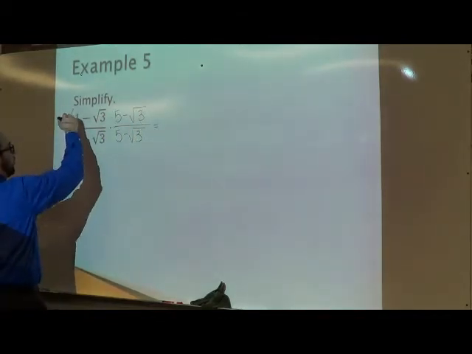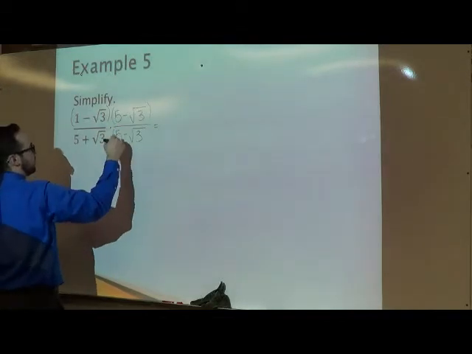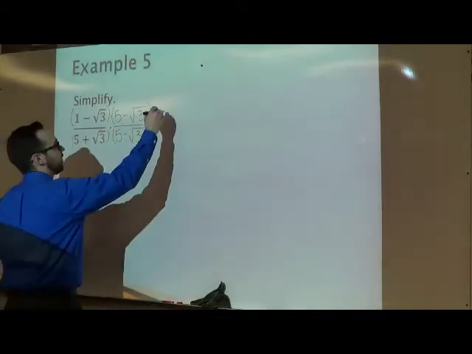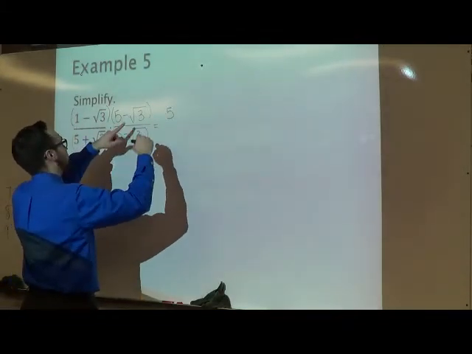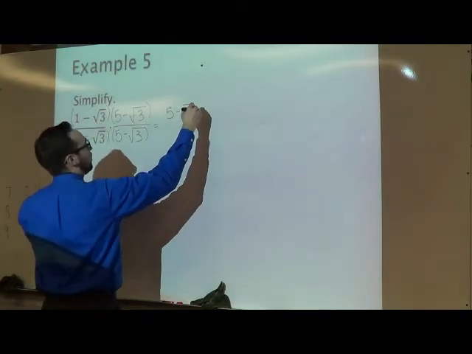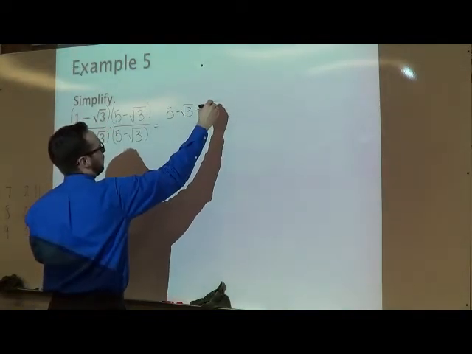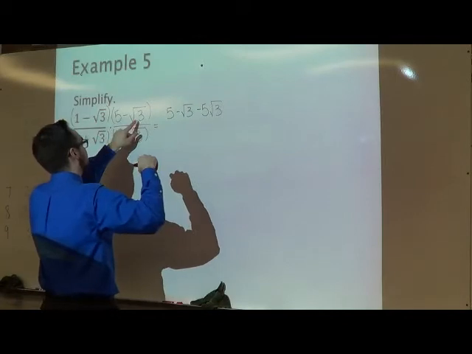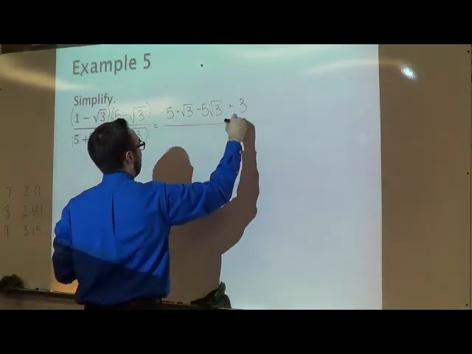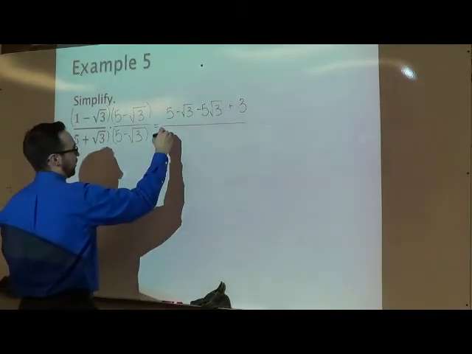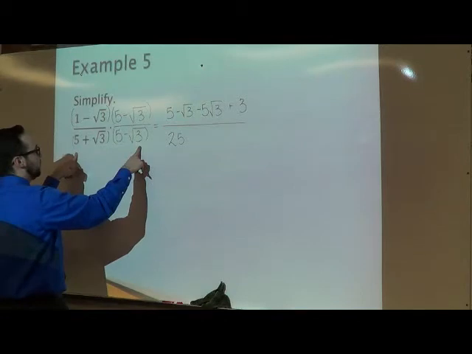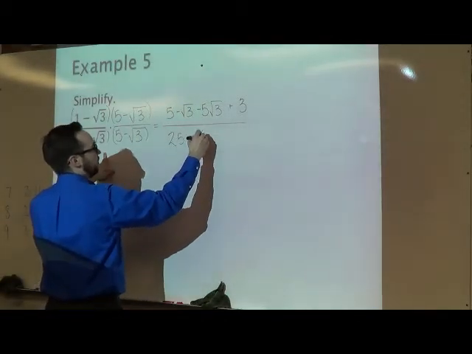So I FOIL. I have this times this, and this times this. So 1 times 5 is 5. 1 times negative square root of 3 is a negative square root of 3. These two give me negative 5 square root of 3. And then the square root of 3 times the negative square root of 3 is going to be positive 3. All over 5 times 5 is 25. Notice difference of squares, so the insides and outsides will cancel, and we'll just be left with minus 3.